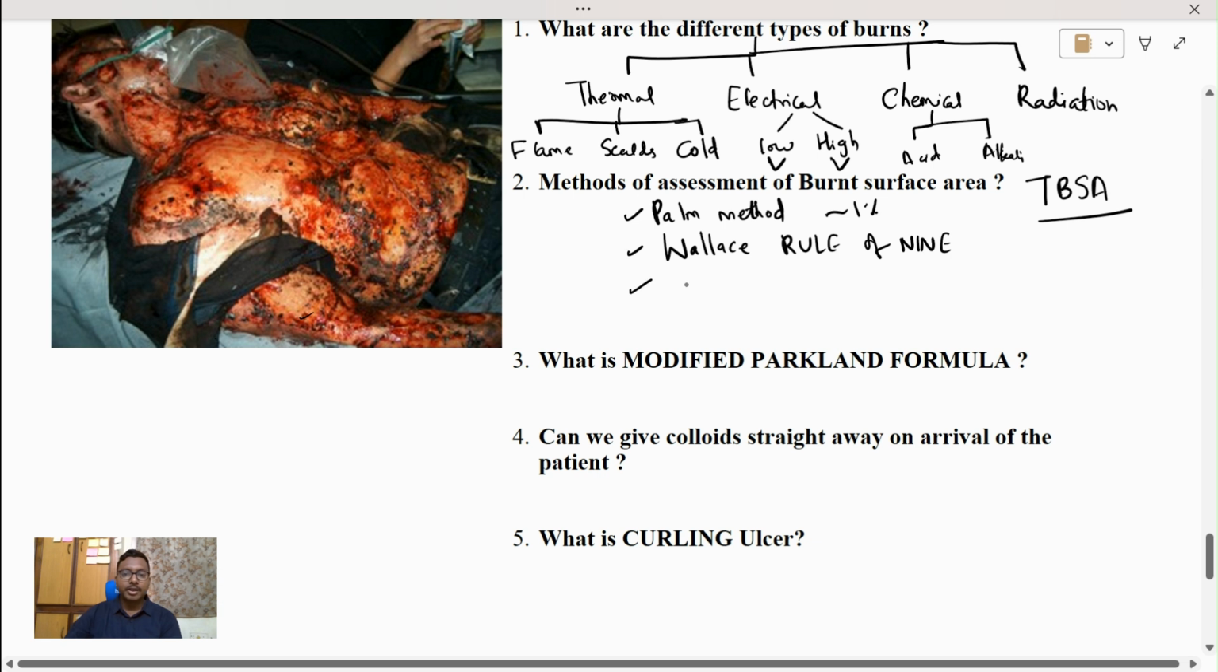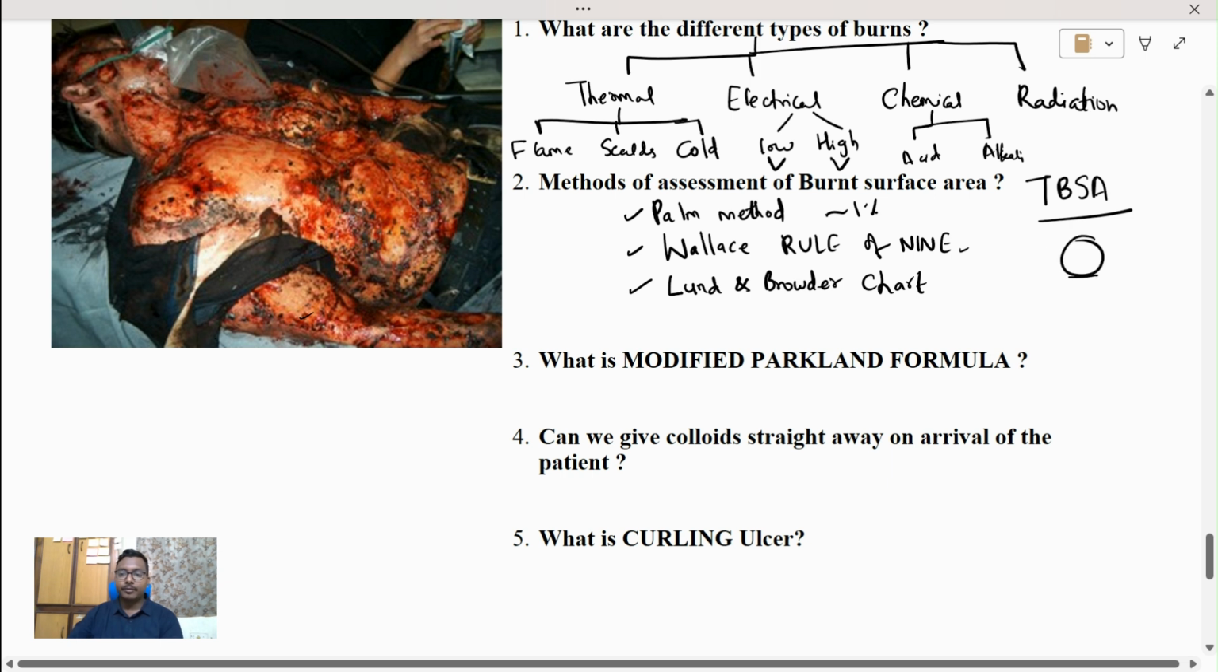Then the next one is, in children, the best assessment method is the Lund and Browder chart. These are the different methods of assessment of TBSA. But let's look at this Wallace rule of nine. It is different for adults and children.